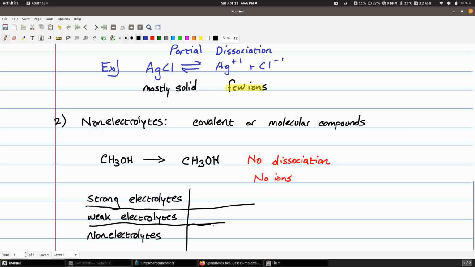If you have a strong electrolyte, you have only ions. And then you have a few ions if you have a weak electrolyte, but more importantly, mostly a solid. And then non-electrolytes, you have no ions. So if you need to copy that, go ahead and pause the video right now, and we're going to keep going.